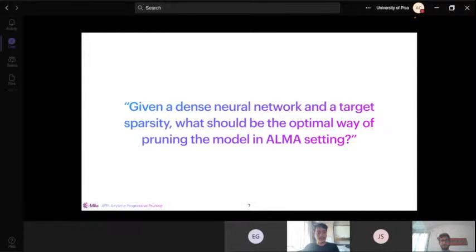Okay. So based on the domains that we discussed, let's look at the question that we're trying to answer. So the question is pretty simple and straightforward. If you have a dense neural network and you have a particular target sparsity, what should be the optimal way of pruning the model in the ALMA setting?